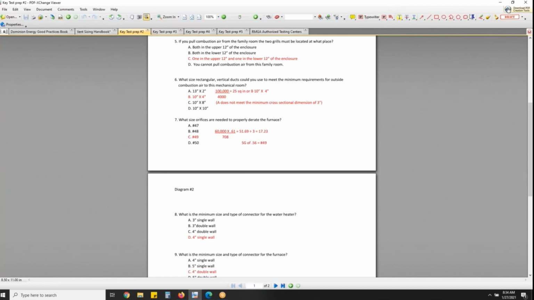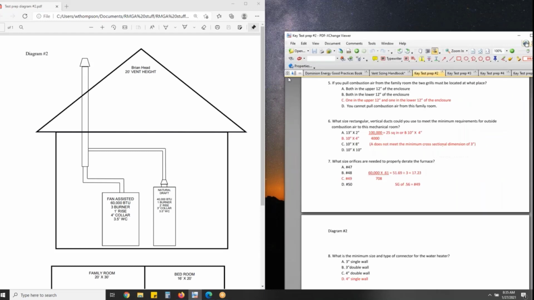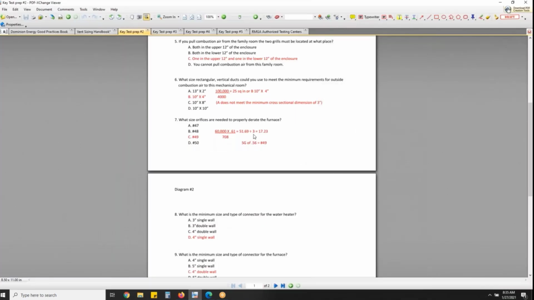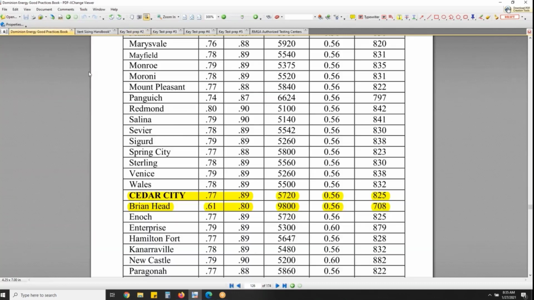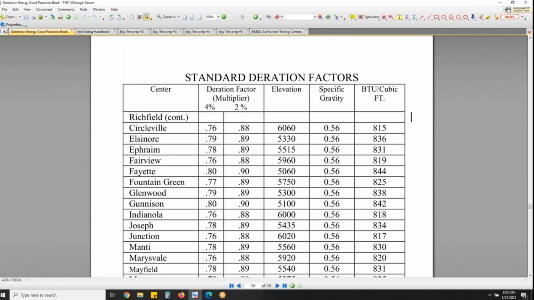Now I've got to divide that by the number of burners. So remember in our diagram, I have 3 burners. So I come back over here, divided by 3 equals 17.23. So I need to find an orifice that will give me as close as possible to 17.23 CFH. Now, specific gravity is very important because every different place has different specific gravity. So this is the specific gravity chart, okay?